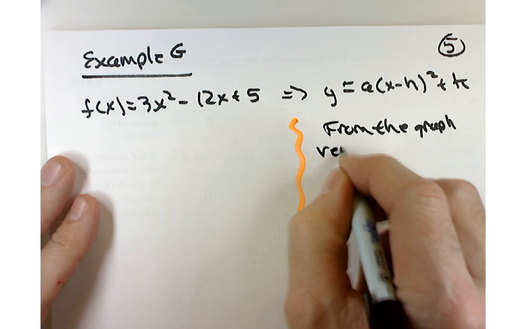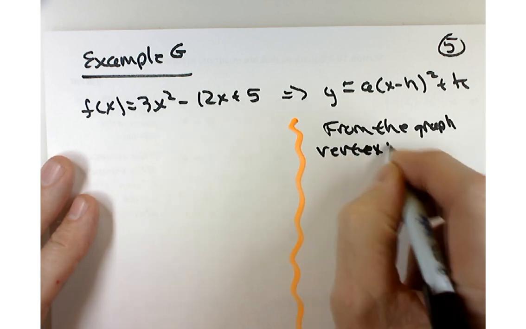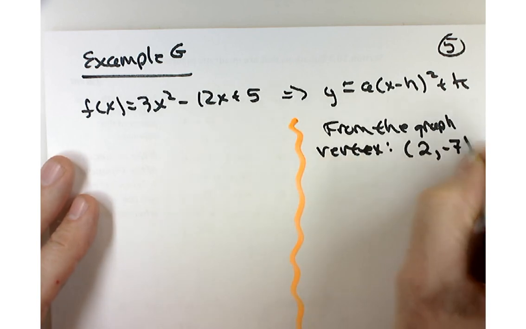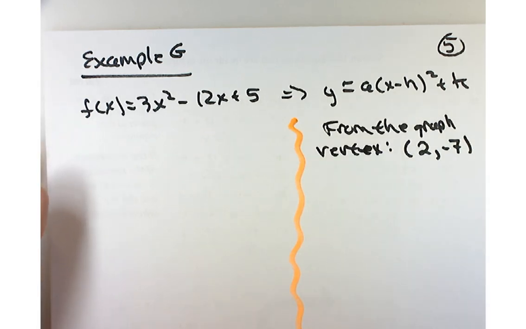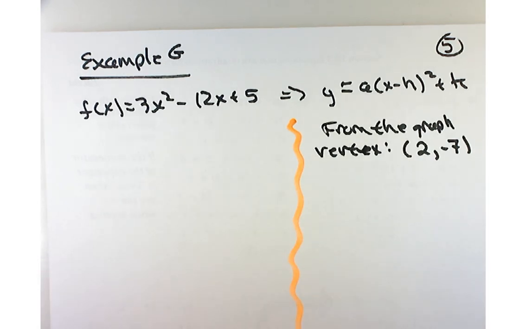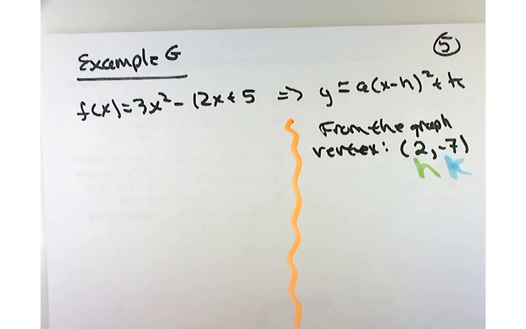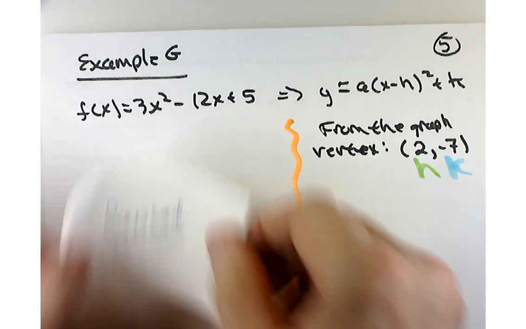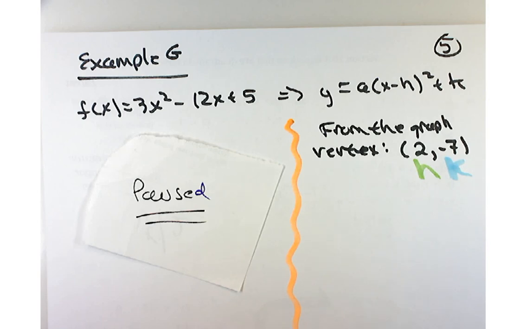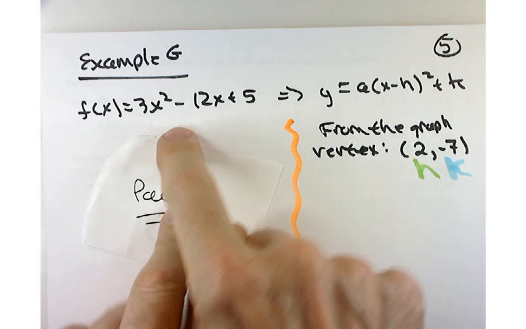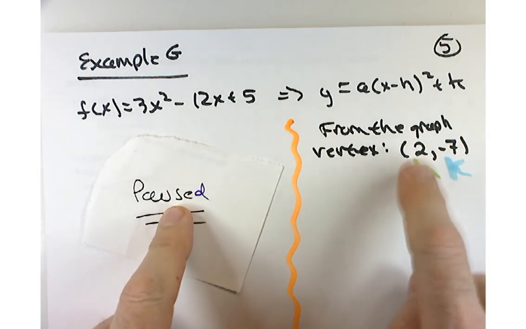So let's write down from the graph: the vertex is at 2, -7. So that's your H and K. And see if you can't put that into the right form. So if you're watching this at home, pause the video. But see if you can't put this equation into this form now that we know what H and K are.